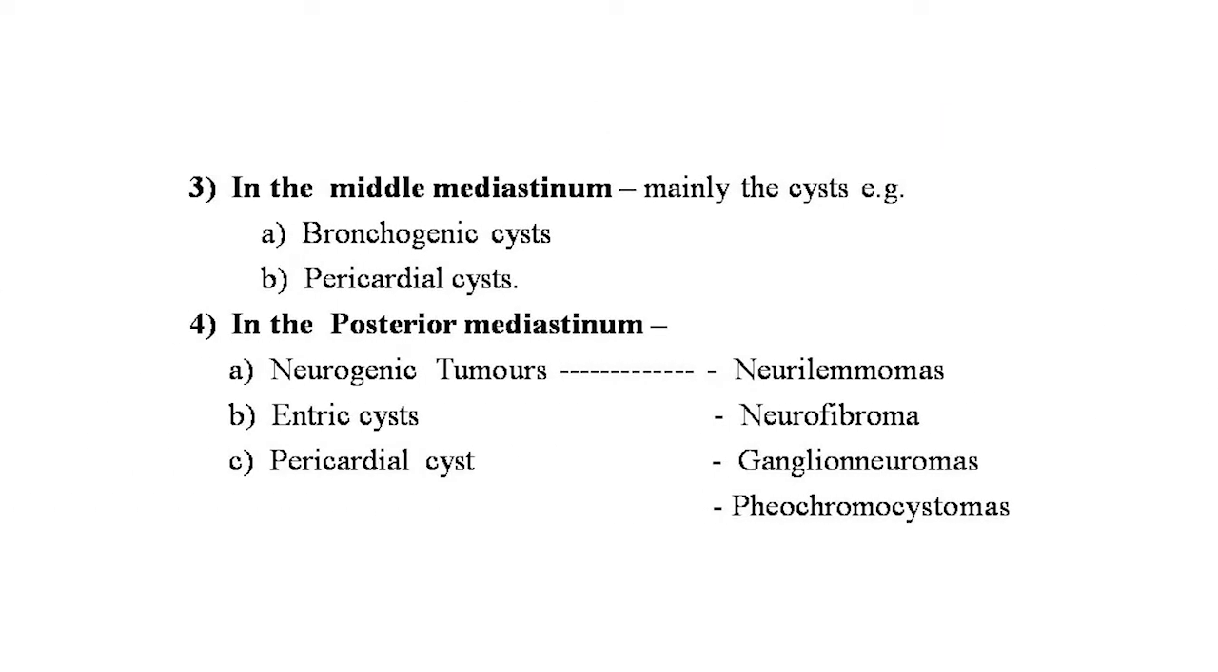In the middle mediastinum, mainly cysts, that is the bronchogenic cyst and pericardial cyst. Fourth is the posterior mediastinum: neurogenic tumors, which are by far the most common, and enteric cyst. Neurogenic tumors include neurolemmoma, neurofibroma, ganglioneuromas, and pheochromocytomas, along with enteric cyst and pericardial cyst.